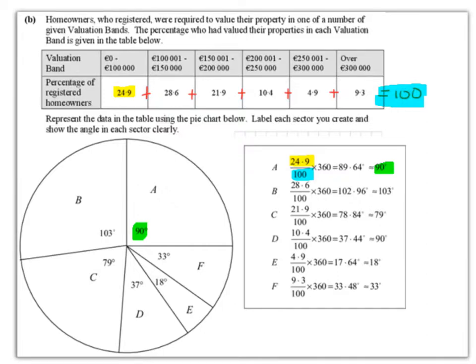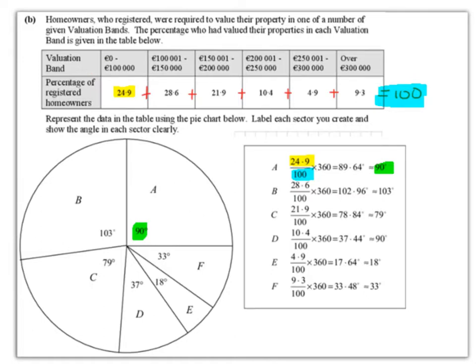Then to come up with the angle for your pie chart, you take the percentage, so say 24.9, you divide it by the total, which is 100, and multiply by 360 because there's 360 degrees in a circle. So 24.9 divided by 100, multiplied by 360, is 89.64 degrees, which we can round off to 90 degrees. We want to round it off to the nearest angle. So we draw an angle of 90 degrees, so this is a right angle, and this can be labelled as A. So A represents the 0 to 100,000 euro valuation band.